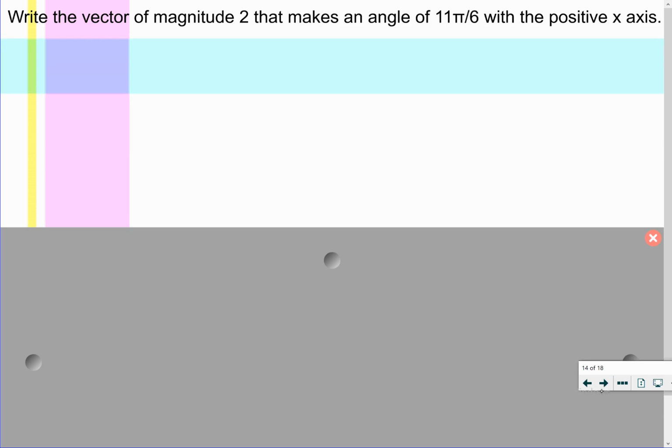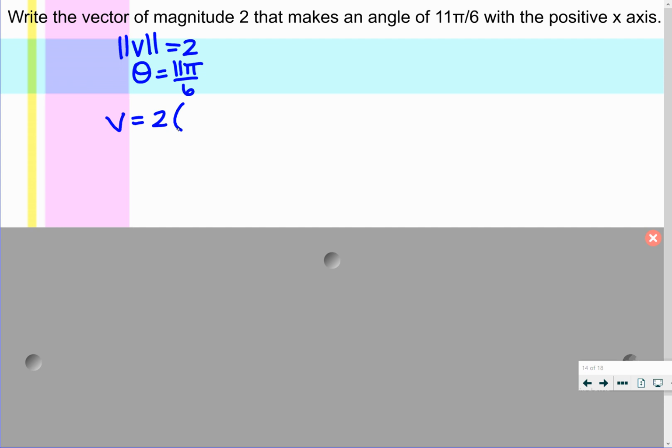All right, so let's do an example. Write the vector that has magnitude 2 that makes an angle of 11 pi over 6 with the positive x-axis. They're telling us the magnitude. So magnitude of vector v is 2. And they're telling us that theta is 11 pi over 6. All you have to do is fill it in. Vector v, then, is the magnitude, 2, times. Now, when you look at the formula, you'll notice cosine is first and sine is second. Cosine goes with i, sine goes with j. Where else have we seen that cosine comes before sine?